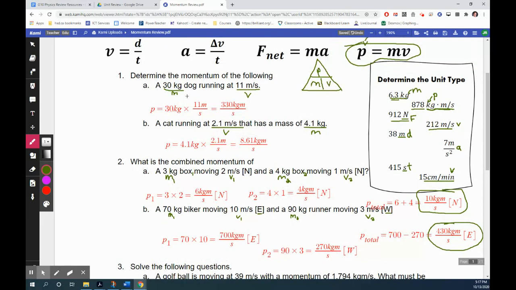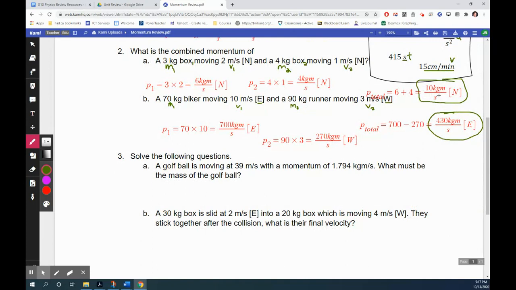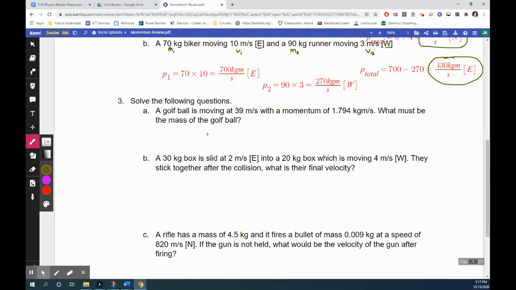So we have taken momentum, we can identify it, and then if there's multiple moving objects, their momentums have to add together positively if they're in the same direction, and the adding together cancels out when they're in opposite directions. So let's follow the next word problems. A golf ball is moving at 39 meters per second. Once again, try these if you feel comfortable. Pause the video to try them, and then play it again to see how you did.